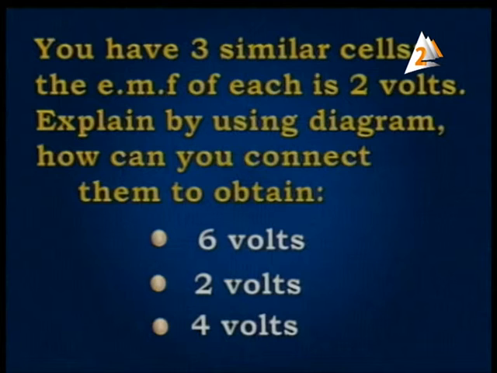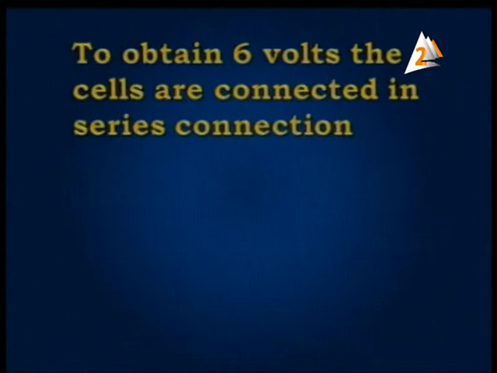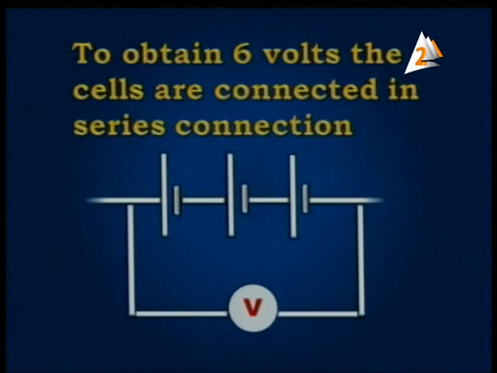What is the biggest one? It is 6. So here all the cells are connected in series connection like this. First battery, after it the second one, and the third one after them. So we have a voltmeter. Don't forget the voltmeter to measure the voltage, or to measure EMF, electromotive force, between these 2 points in this circuit here. So this 6 volt is what? The 3 cells connected to each other in series connection.